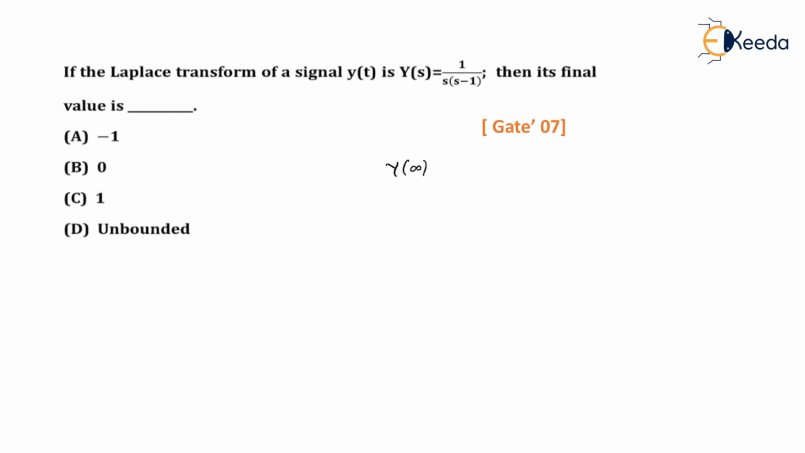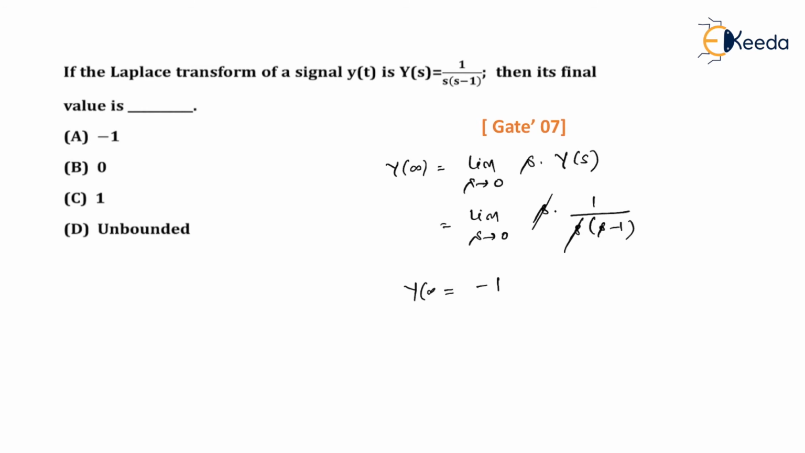So y of infinity is the limit as s tends to 0 of s times Y of s. Here s times Y of s is s times 1 upon s into s minus 1. Your s gets cancelled, and wherever there is s, substitute s equal to 0, and you get y of infinity equal to minus 1. As you can see, this is present in option A, but let me remind you again, this is wrong.